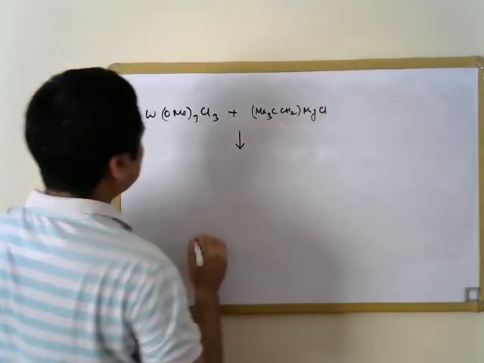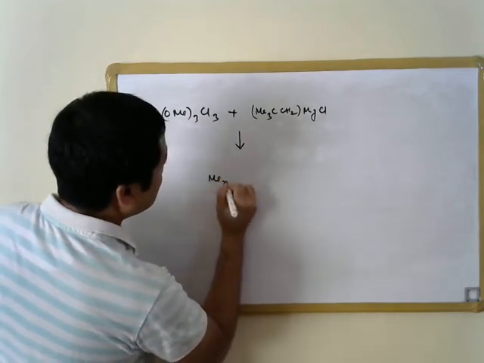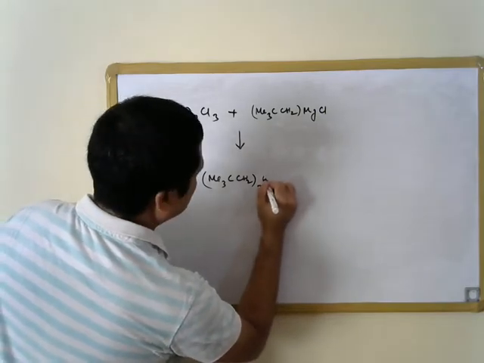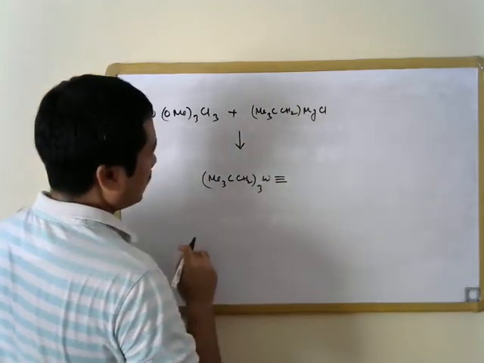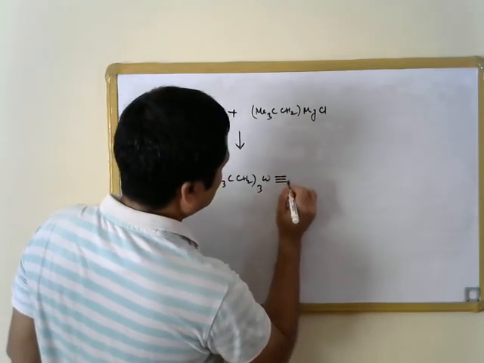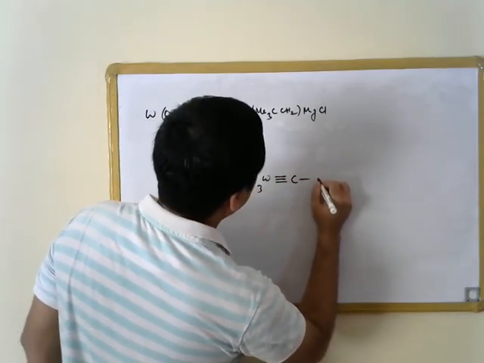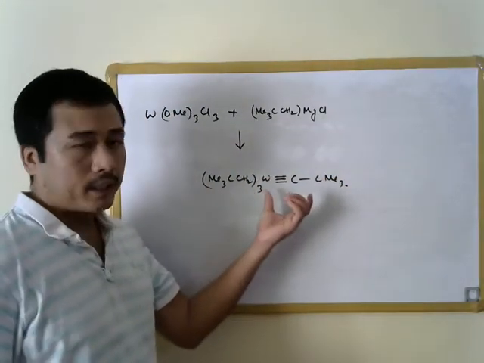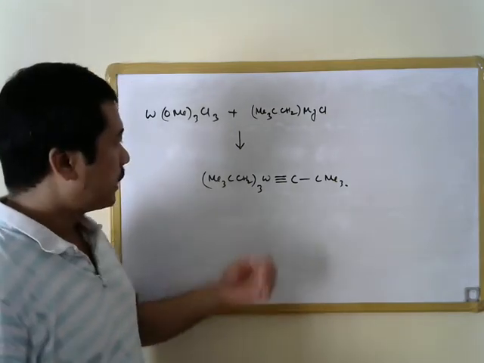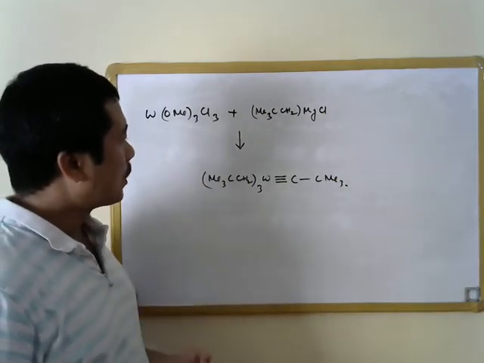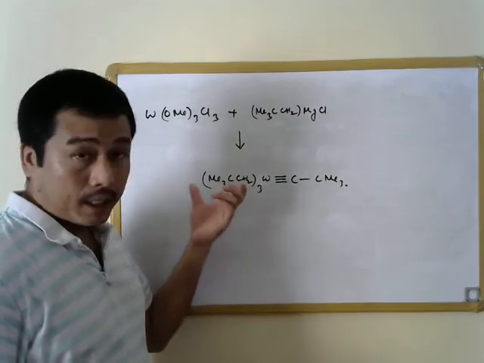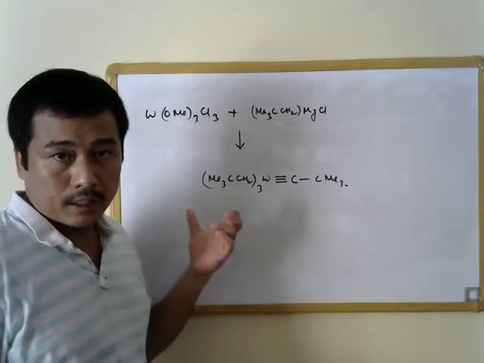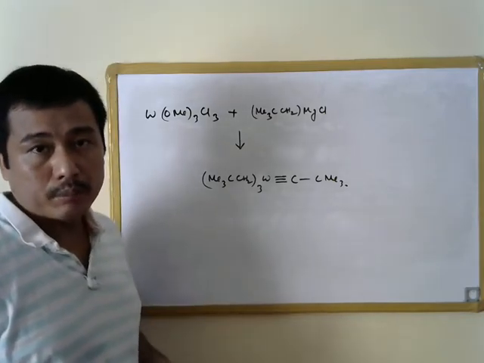And this gave a tungsten complex in high oxidation state, and there is a tungsten to carbon triple bond in this particular complex. So this is again a metal carbyne complex where the metal center is now in higher oxidation state than what you see in the carbyne complexes prepared initially by the Fischer group.